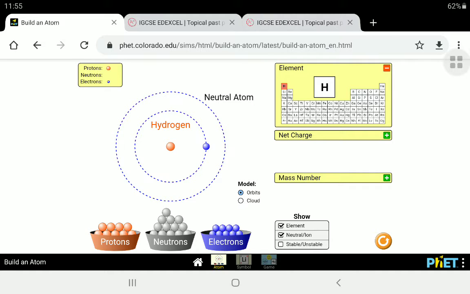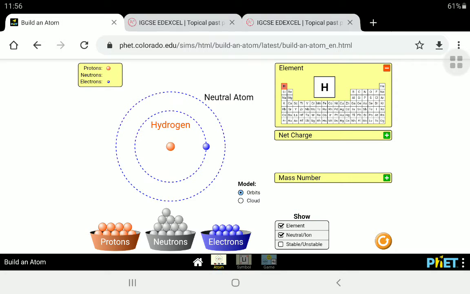Because the atom's mass is based on the proton and neutron. As we have seen before, electron has almost 0 for the mass. So for this hydrogen atom, we have 1 proton, which makes the mass number equal 1. If I add a neutron, the mass number equals 2. And if I add another neutron, that becomes 3.